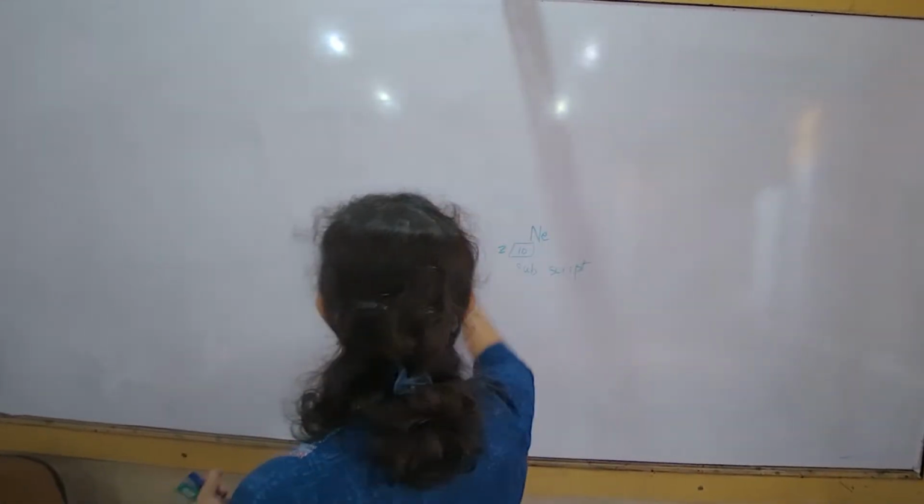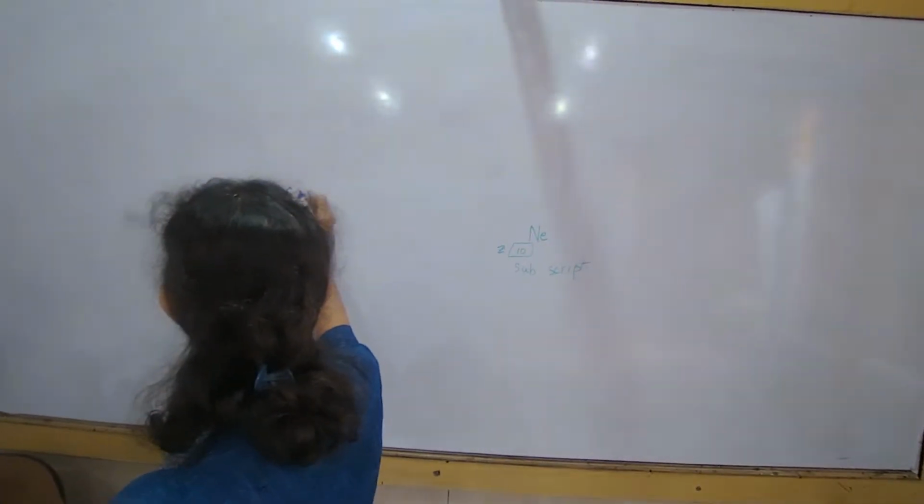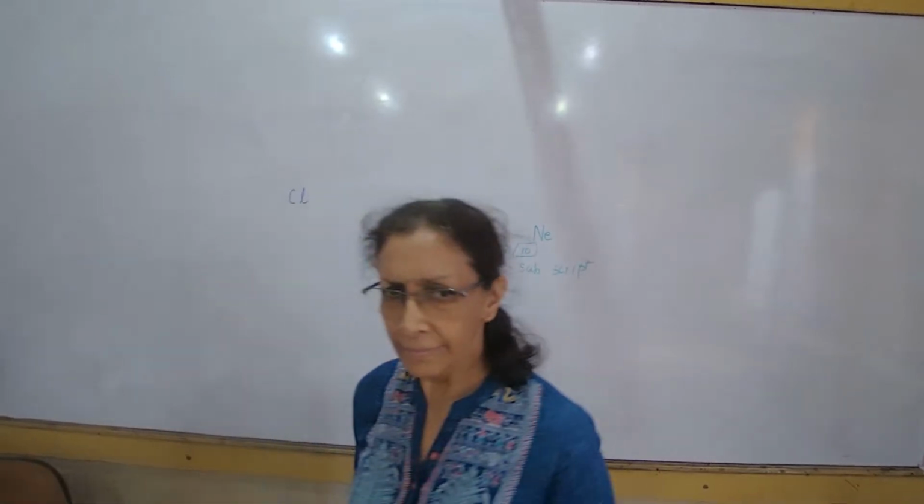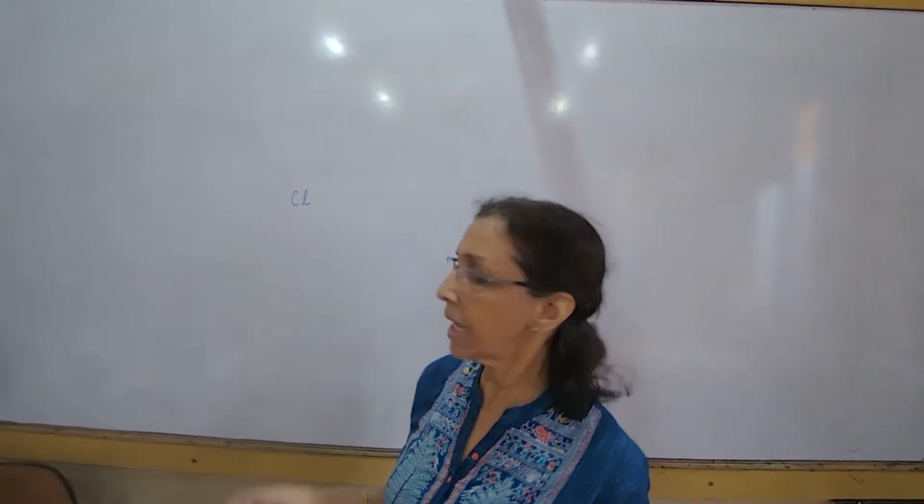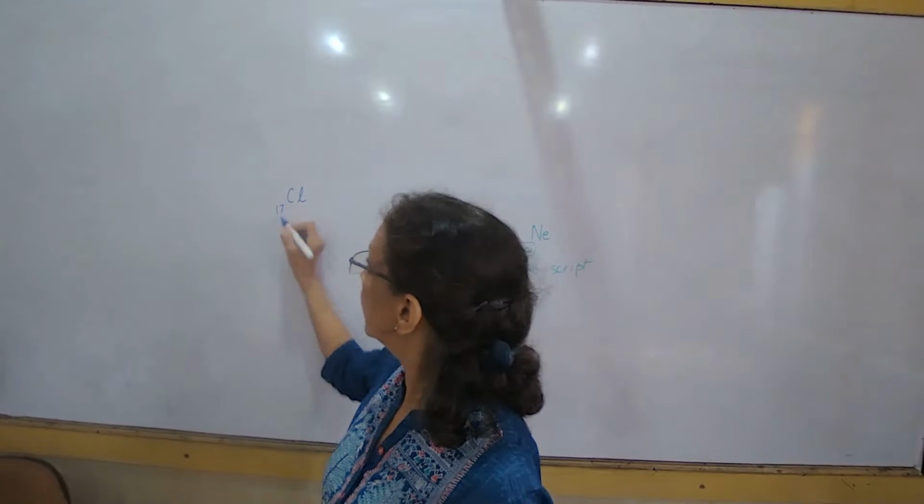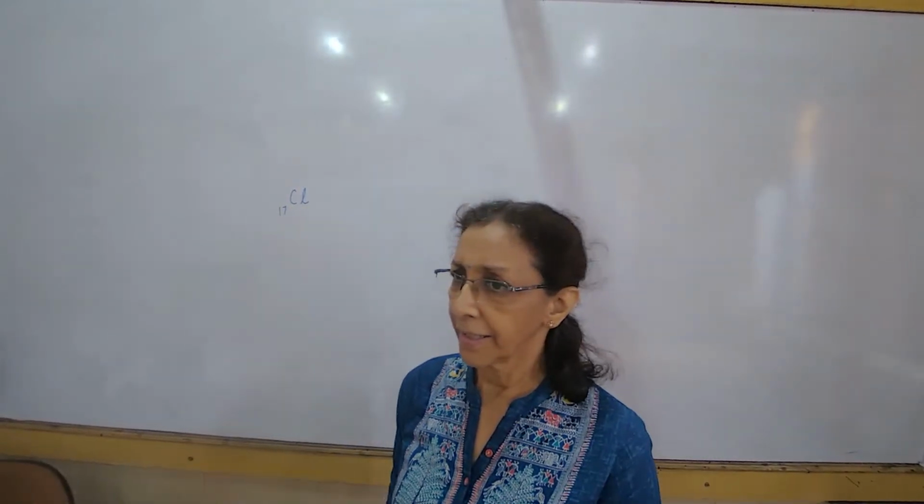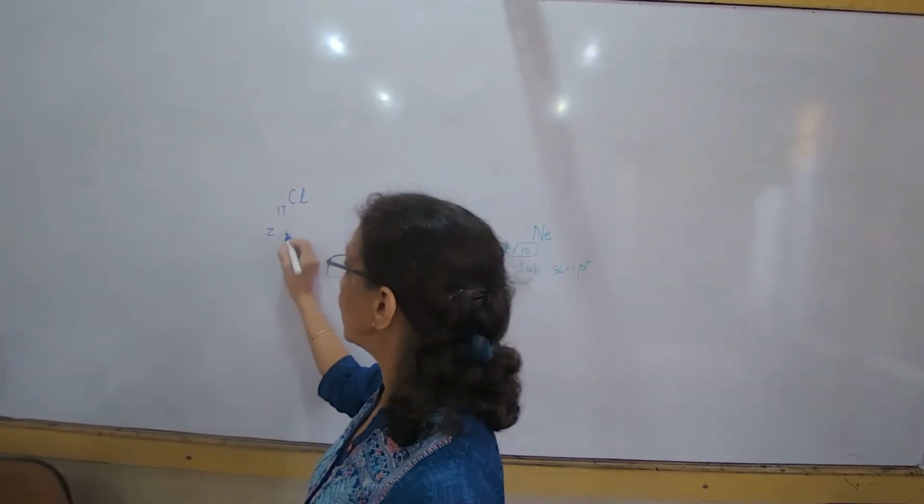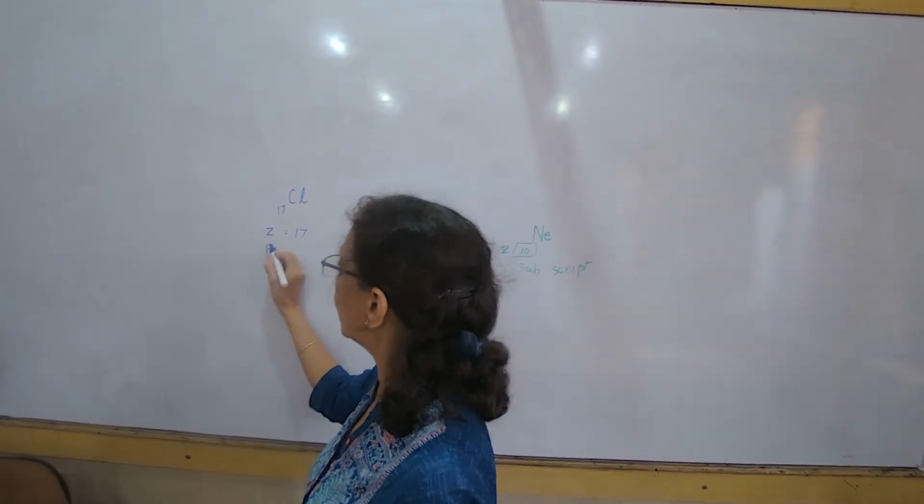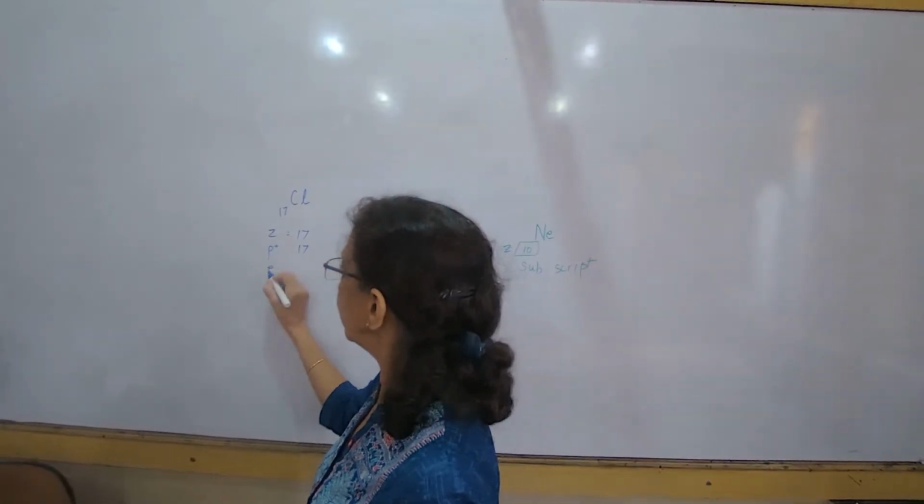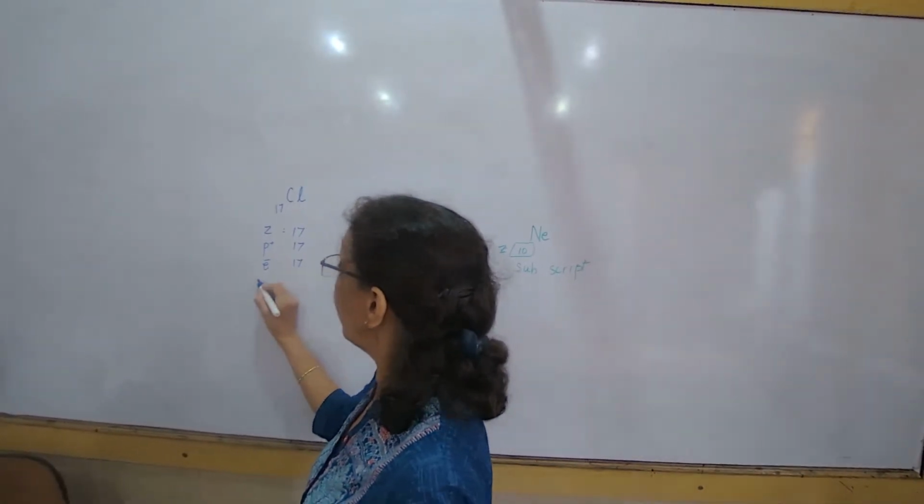Let me tell you about mass number. Suppose for chlorine, I'm writing Cl. What is Cl? Chlorine, an atom of chlorine. And I write 17 here. What does it tell us? Atomic number of chlorine is 17. Z is equal to 17, P is equal to 17, E is equal to 17.